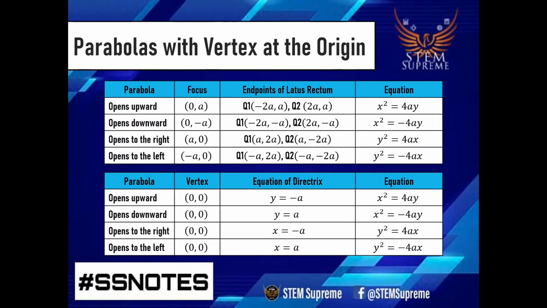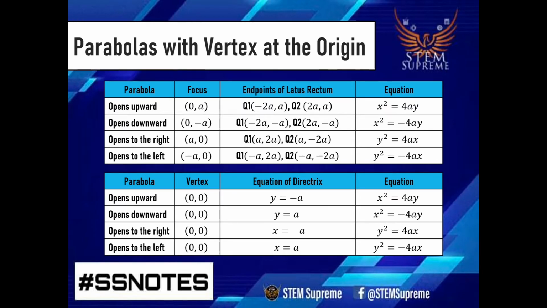Para sa parabola that opens to the right, ang focus ay located sa point na (a, 0). Ang endpoints ng latus rectum nito ay nasa (a, 2a) at (a, -2a). Ang equation ng parabola that opens to the right is given by y squared equals 4ax.